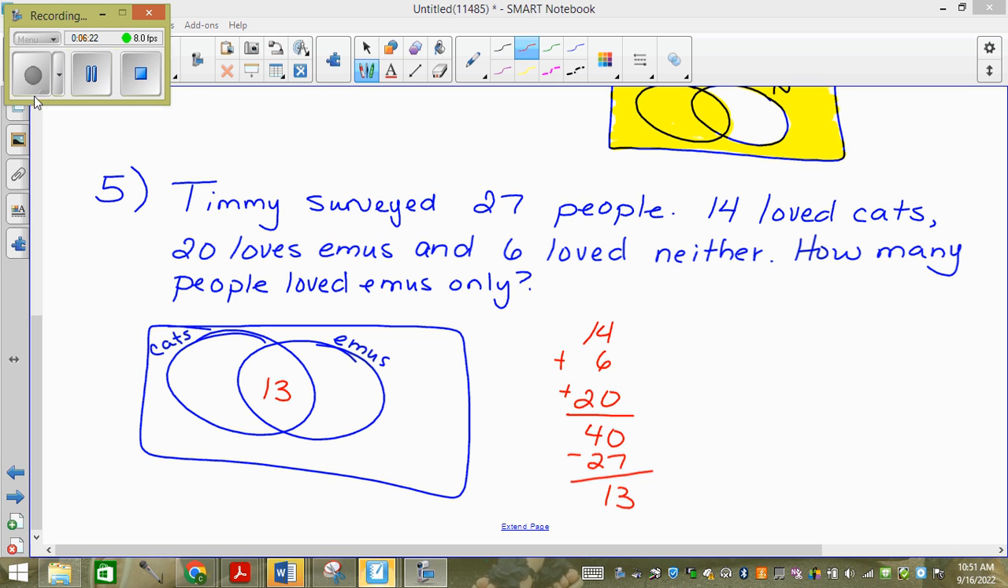How many like cats only? 1. There's a lot of emu lovers in the mix. How many liked emus only? Love emus only? 7. And then we had 6. So our answer would be 7 people love emus only.